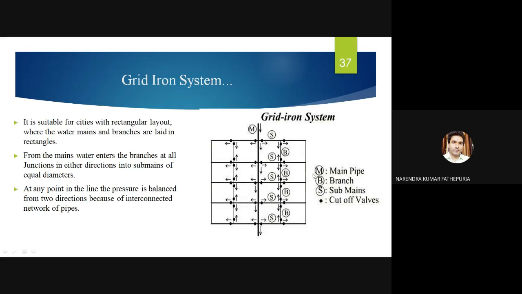Okay. So like this, the system will work. It's a closed loop. There are nodes and connections in loops. I will come to the loops and nodes later on. It is suitable for cities with rectangular layouts, where the water mains and branches are laid in a rectangle.